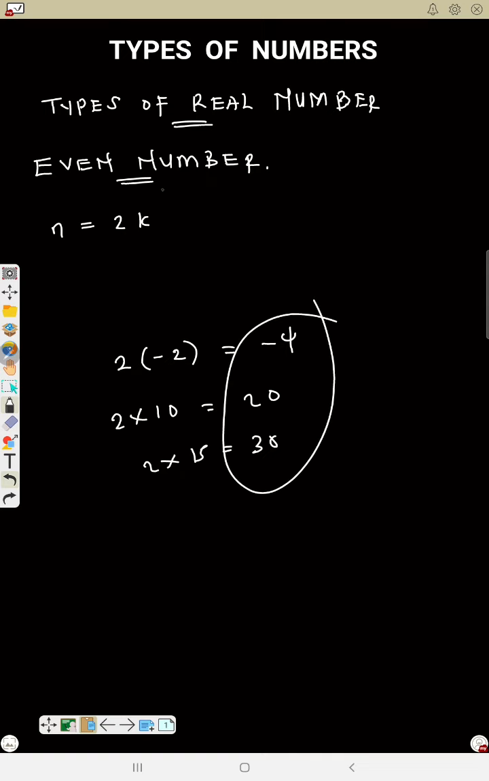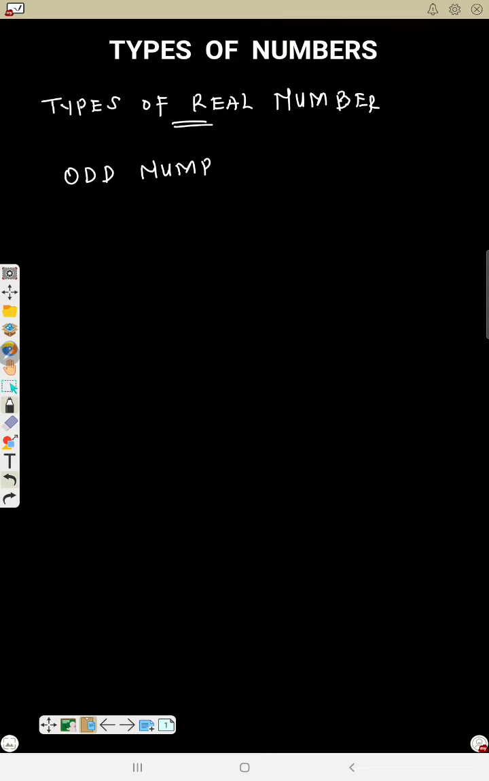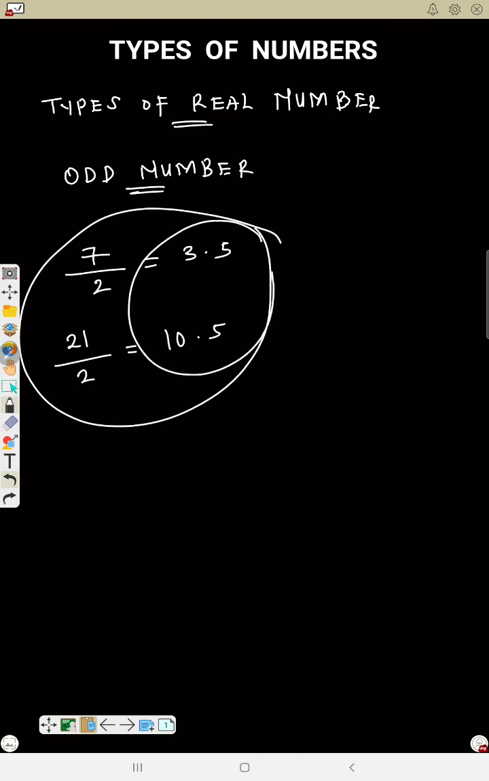Odd number. An odd number is an integer that is not evenly divisible by 2. That is, 7 divided by 2 is 3.5, and 21 divided by 2 is 10.5. Any number that you divide by 2 and it will have a remainder.